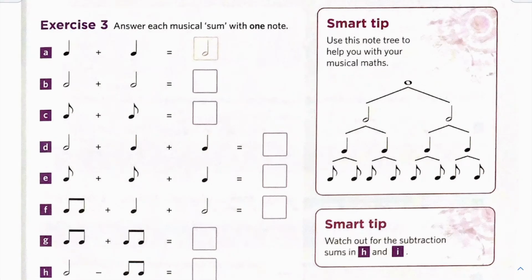Next, let's turn to page 3 and look at exercise 3 together. Exercise 3. Answer each musical sum with 1 note. So let's start with the smart tip. At the top of the chart here, we have a semi-brief, which is worth 4 counts. And we can split a semi-brief into 2 equal halves. Each half would be a minim. Minim would be 2 counts each.